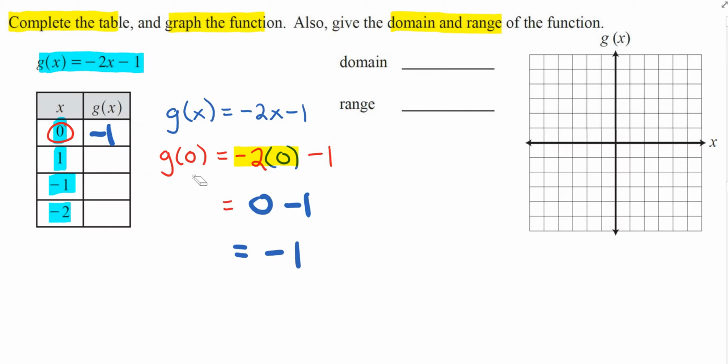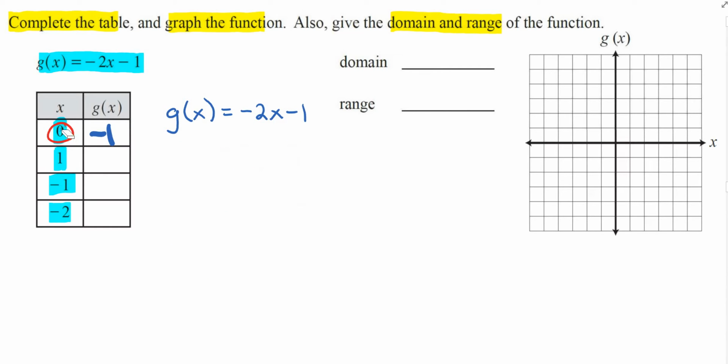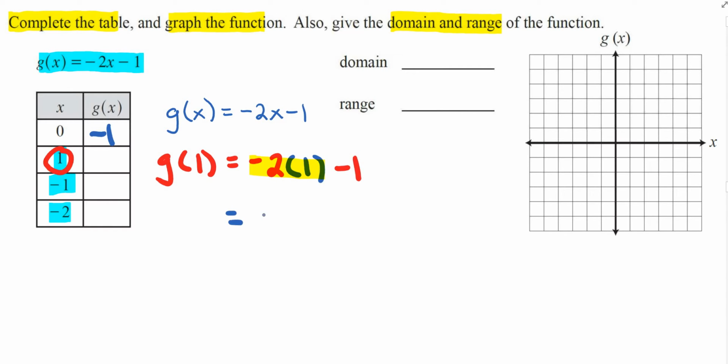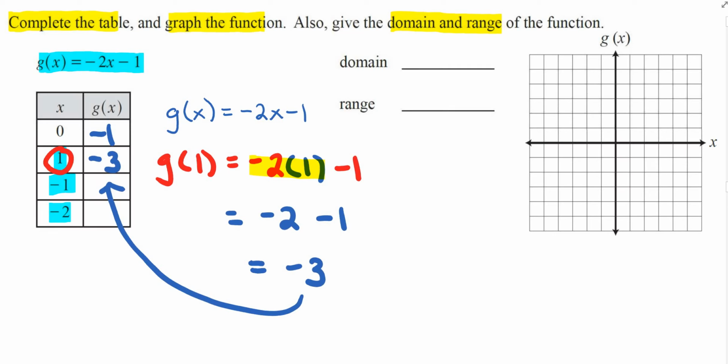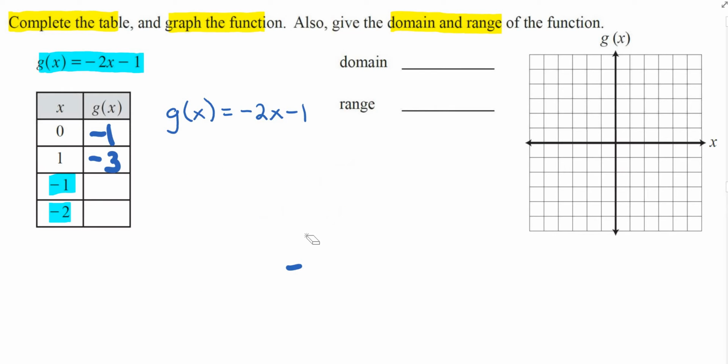Basically, you just repeat the calculations until you're finished. The next one is g of 1. Anytime you see an x variable, that x variable gets replaced with 1. Then you're just doing calculations. Negative 2 times 1 is going to be negative 2, and then subtract the 1, and that gives you negative 3. So negative 3 would go into that box.